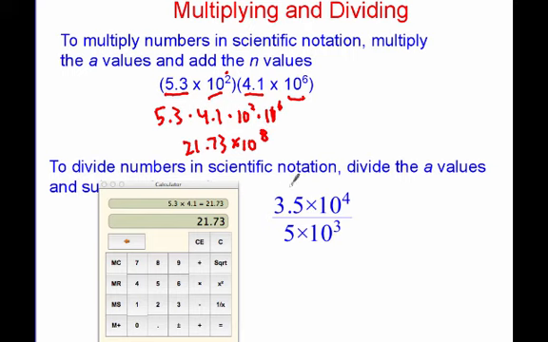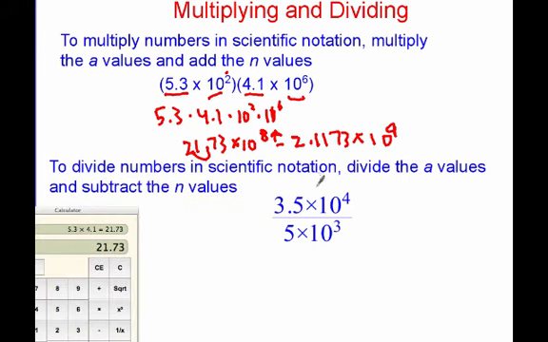But now I have a problem here. Think about this for a second. What's the problem? The problem is this is not in proper scientific notation. This number is not between 1 and 10. So I need to move this decimal point over one more: 2.1173. And this exponent needs to go up 1 to 10 to the 9th. And that is the answer.